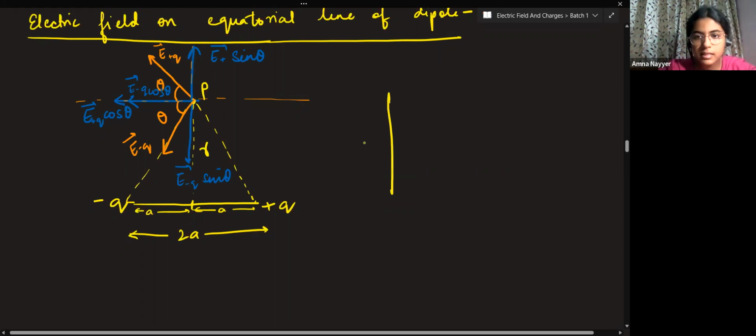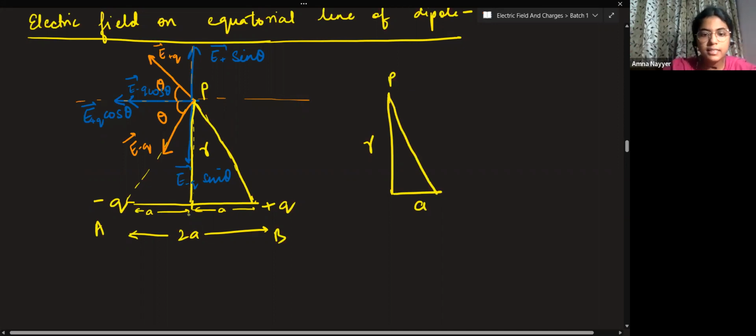See, this is R, this is A, only this. If I name it as A, P, B, then in the triangle, or let's say this point is O, O, P, B, this part. If you have R with you, if you have small a with you, we will be able to calculate this using simple Pythagoras theorem. This will be r square plus a square.